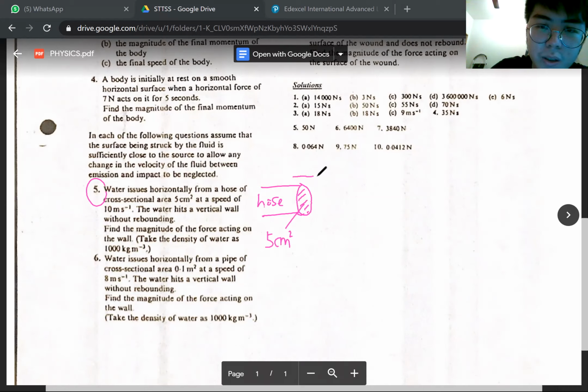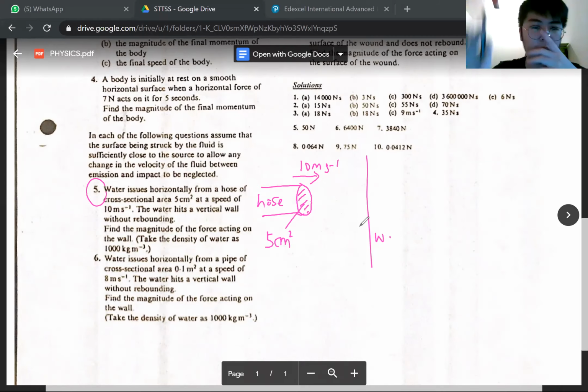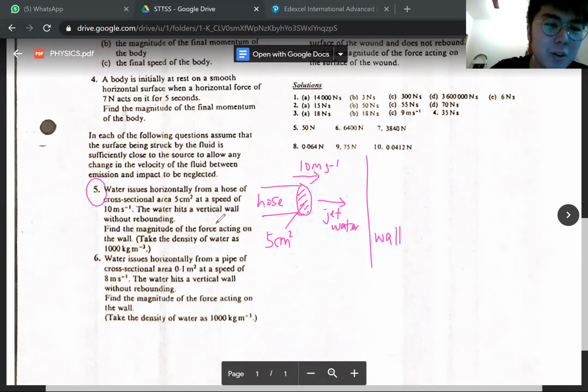So inside, water is moving at 10 meter per second. Now, the water hits a vertical wall without rebounding. So in front, there is a wall here. So what happens is there is a jet of water coming out, right? Jet of water coming out and shoots on the wall. Now find the magnitude of the force acting on the wall, meaning that it wants to find what is the force that is applied by the jet of water on the wall.